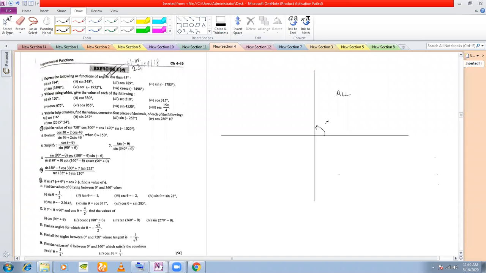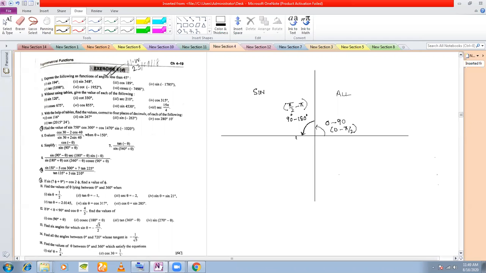This angle is your 0 to 90 degree. In this quadrant, you have sine as positive, and obviously cosec will be positive. And what is the measure of this? This is from 90 to 180 degrees, or 0 to 90 is also written as 0 to pi by 2. This is written as pi by 2 to pi.